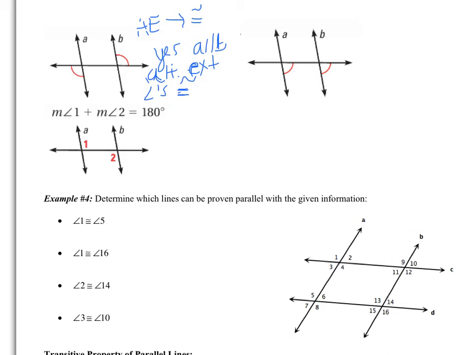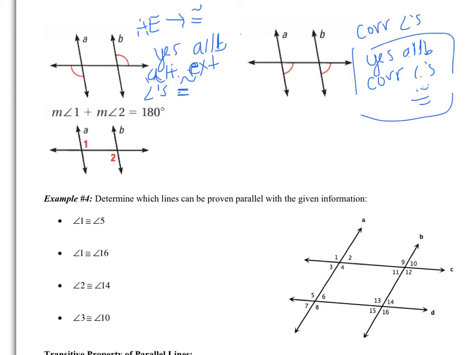Okay, you try the next two on your own, please. Pause the video, determine if A is parallel to B, and then why or why not. Okay, for the second one, you should have noticed that we have corresponding angles. So they're both below the transversal and to the left of their respective lines, and they are congruent. So we say yes, A is parallel to B because the corresponding angles are congruent.